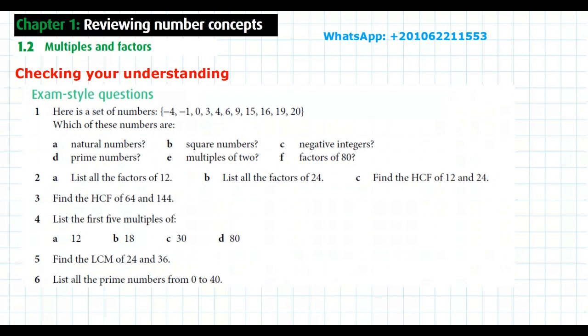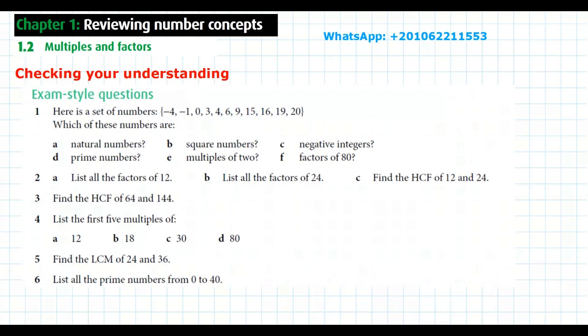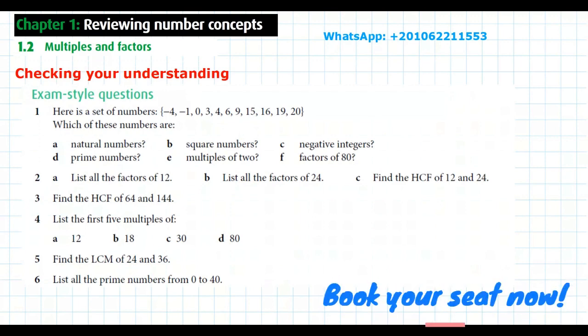Now it's your turn to check your understanding. These are a bunch of exam style questions. Please do them and send the solutions through WhatsApp. It's my pleasure to correct your answers.